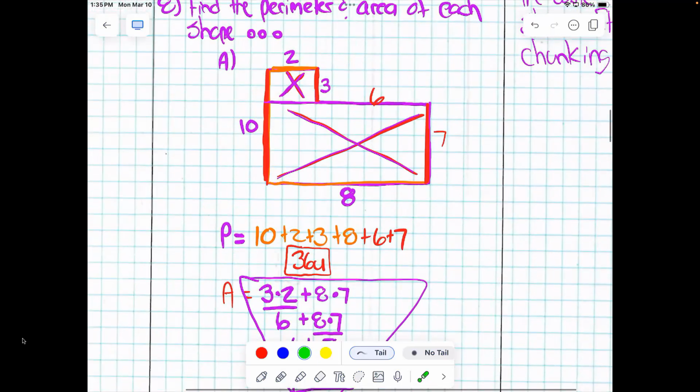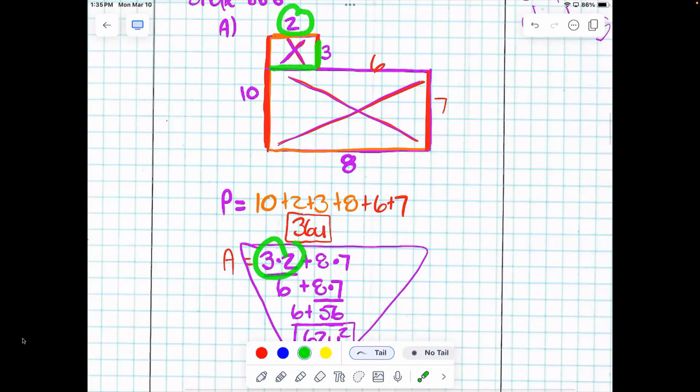So what's the base? Let's just focus on this one. What's the base of that rectangle? 2. It's actually listed up here, right? What's the height? 3. So 2 times 3 for that little one. What is the base of the big rectangle? 8. What's the height? 7. Not 10? No. The height is of the whole shape, but this basic rectangle ends right here, right? Nice job. So 8 times 7. Put them together to get your overall area, yes?